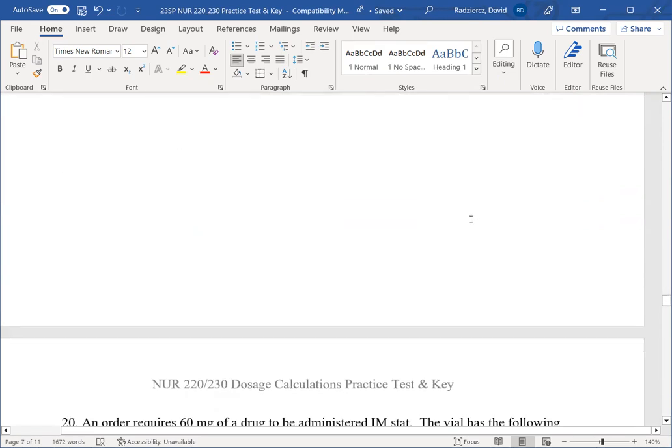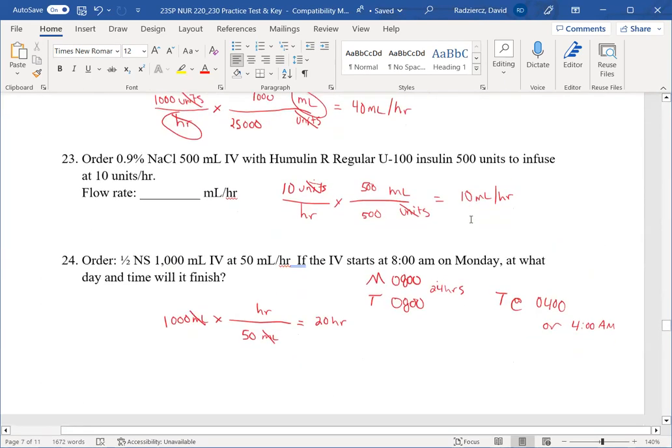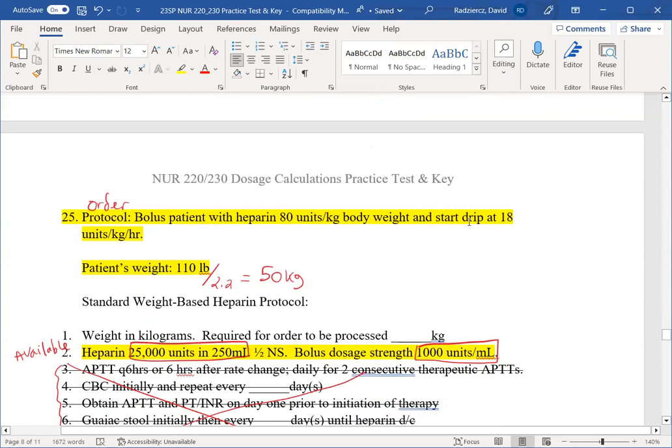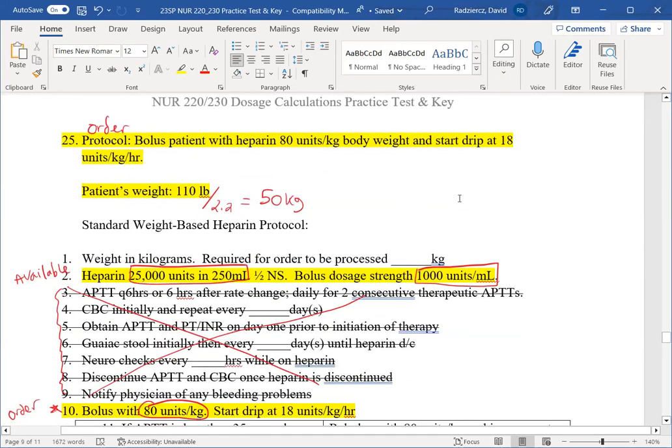I was just looking to see if I had a version of that reconstitution question, but I don't think I do. All right, I'll let you look at the test, and if you have any questions, just let me know.